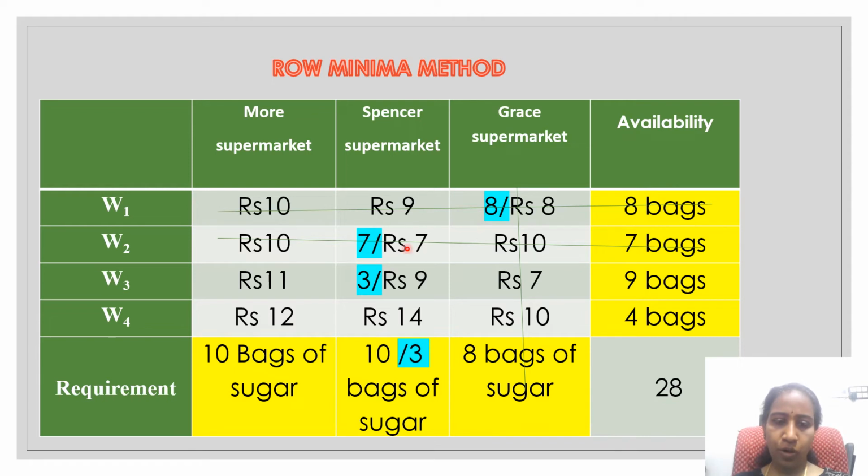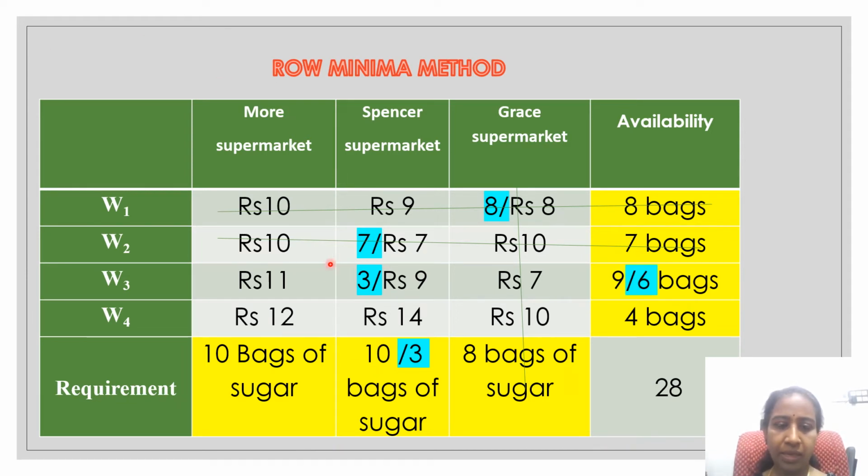Now since the second row is satisfied, I go to the third row. I come to the third row here. The third row minimum cost is rupees 9. The 7 is crossed out, so rupees 9 is now the minimum. So I make my third allocation here, which is 3 bags, because availability is 9. We require only 3 now, so I write 3 here and then see that it gets satisfied.